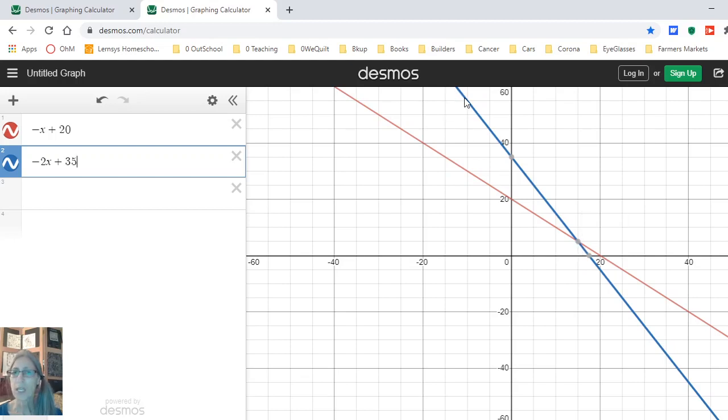So all the other parts of each of these graphs may not be even relevant to the problem at hand. What we're interested in is the intersection. So the two equations together, or the two graphs together, give us our answer. And so let's go ahead and look at a problem.